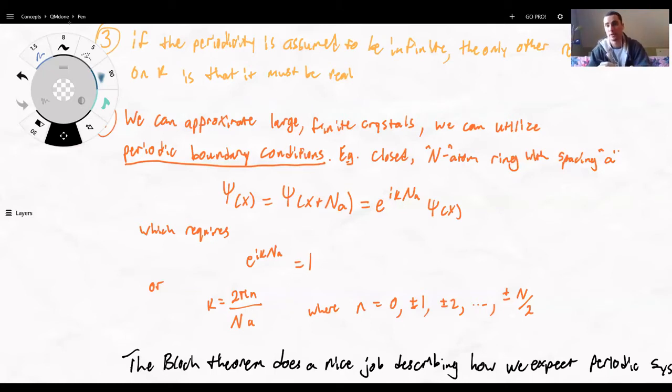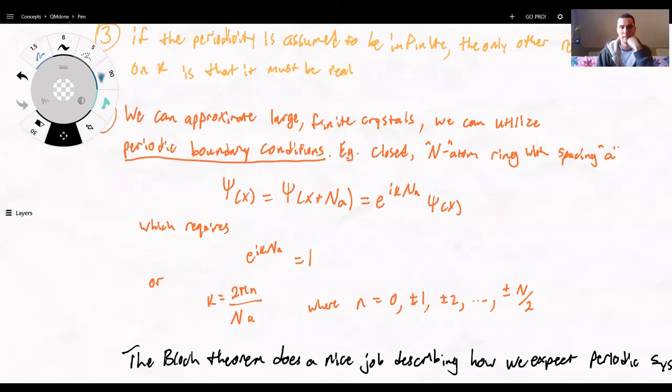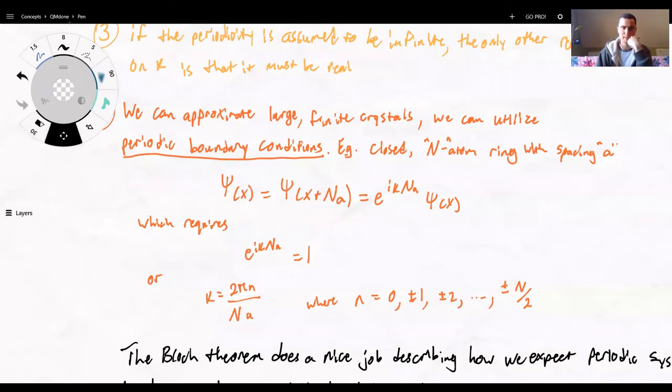So the periodic boundary conditions are going to approximate our system as like a closed ring with some spacing a. In other words, if you start at some point A and you go all the way around, you're going to come back to point A, and you're going to have the exact same value that you did the first time. So that's going to work fine for periodic systems. So let's define mathematically what that means.